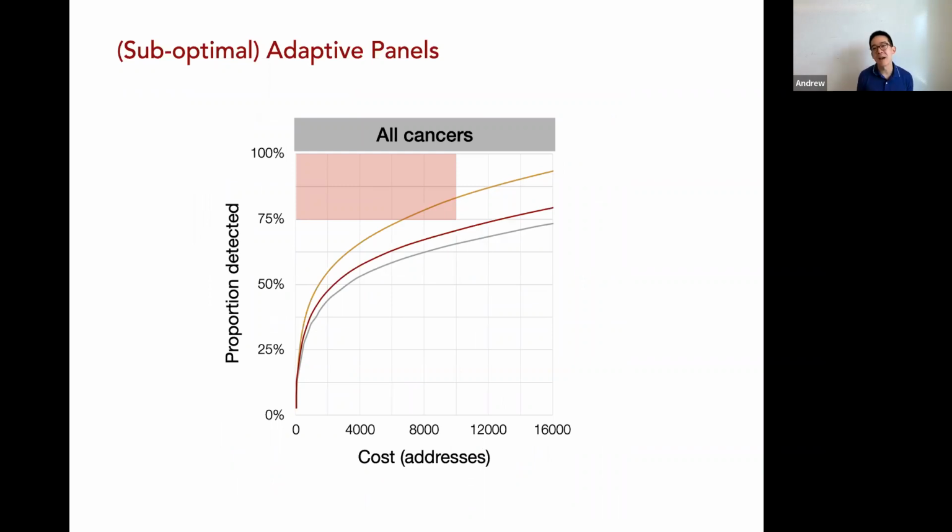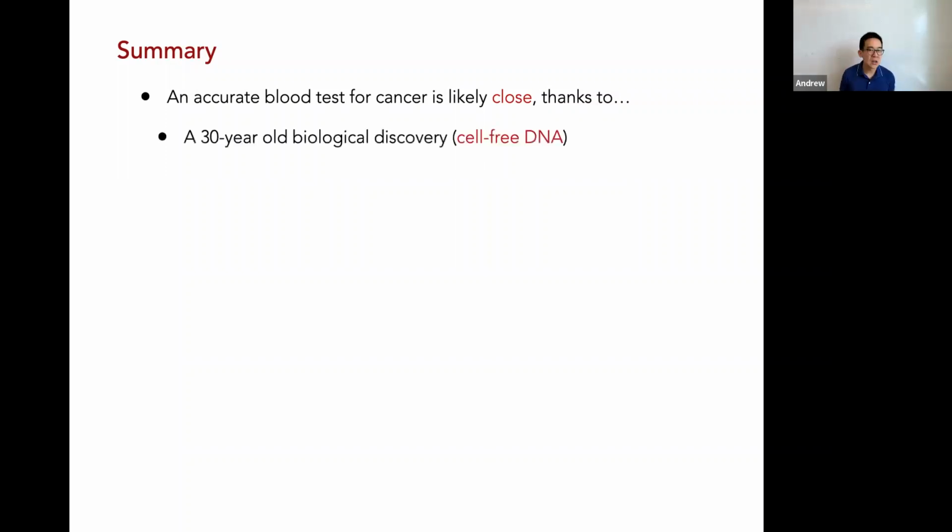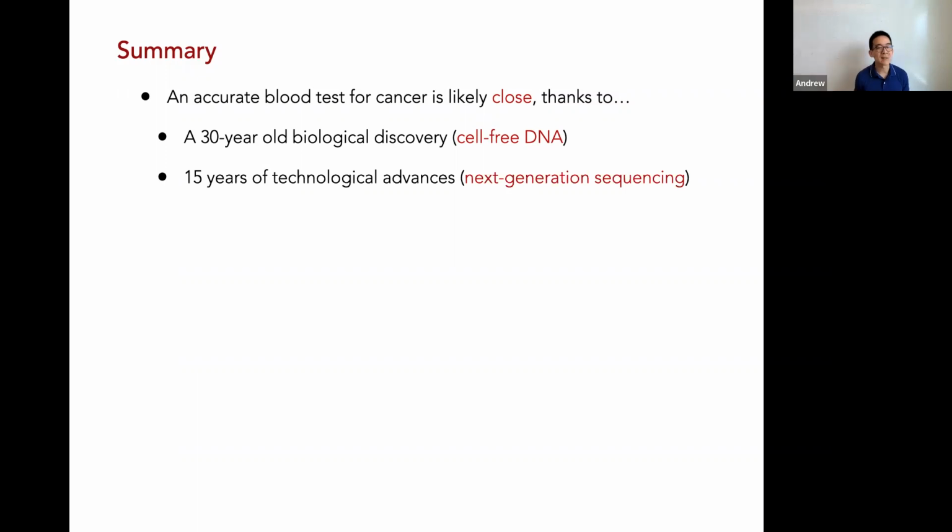So just to summarize, more broadly, and I'm happy to talk to anyone offline about this: believe it or not, we're extremely close to the day where you have a cancer blood test done with your yearly blood work, with the same test that measures your blood sugar. Thirty years ago, somebody discovered this notion of cell-free DNA. Fifteen years ago, a whole team invented next generation sequencing. And don't believe that I'm exaggerating here. I think optimization might be that last step.